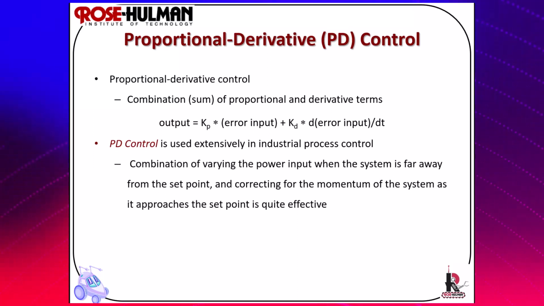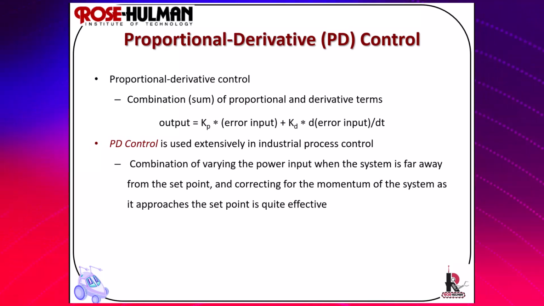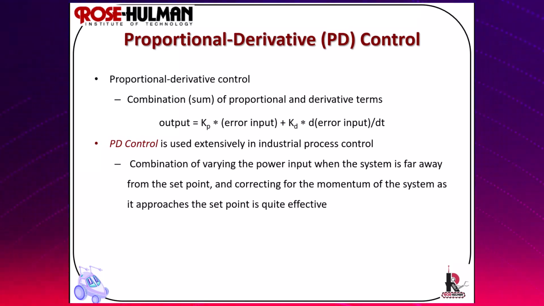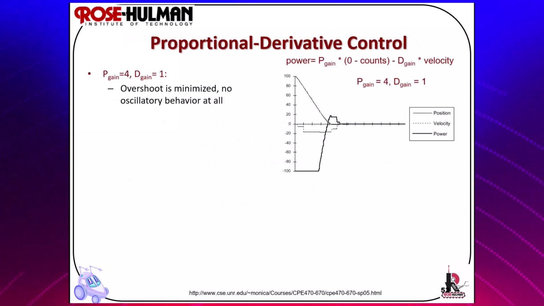So now integrating that with the proportional gain to make a KP or PD controller. So you're going to have KP times the error input plus KD times the derivative. And based upon how you have written your program, you may be subtracting off the KD term. So PD control is used extensively in industrial process control because it's a combination of varying the power input and the derivative in order to yield the result that you want.